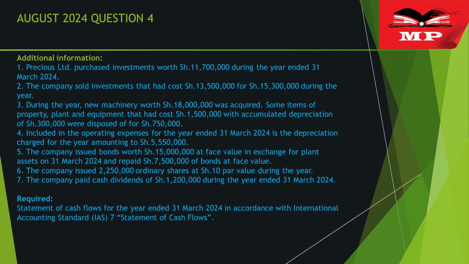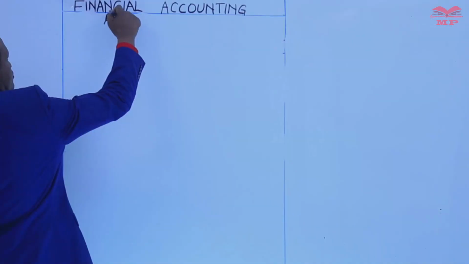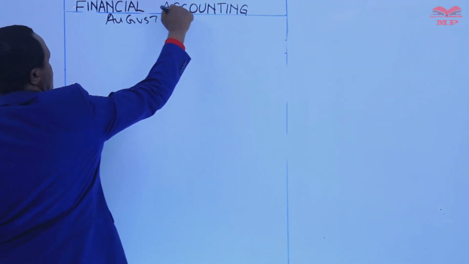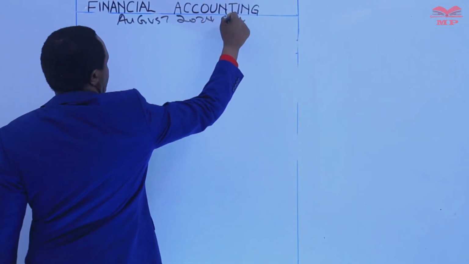Required: a statement of cash flows for the year ended 31st March 2024 in accordance with International Accounting Standard number 7. 16 marks. So this is August 2024, question number 4.